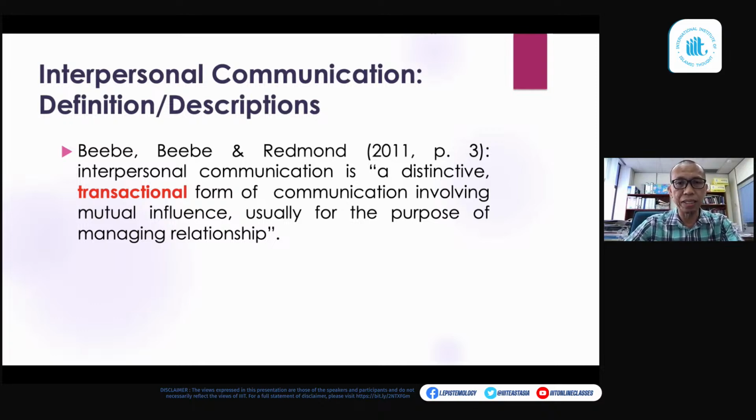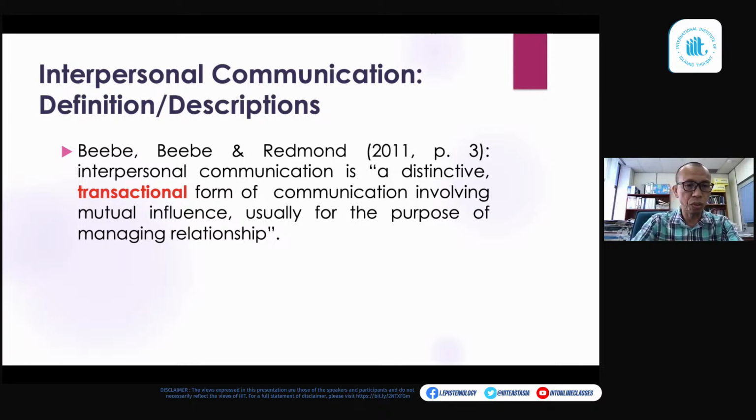Yeah, you can see a distinct transactional form of communication involving mutual influence, usually for the purpose of managing relationships. If you refer to any text on interpersonal communication, normally the first few chapters will be on interpersonal communication, and then the last few chapters will be on interpersonal relationship. The reason is that in order to develop a relationship, we must communicate interpersonally. As simple as that.